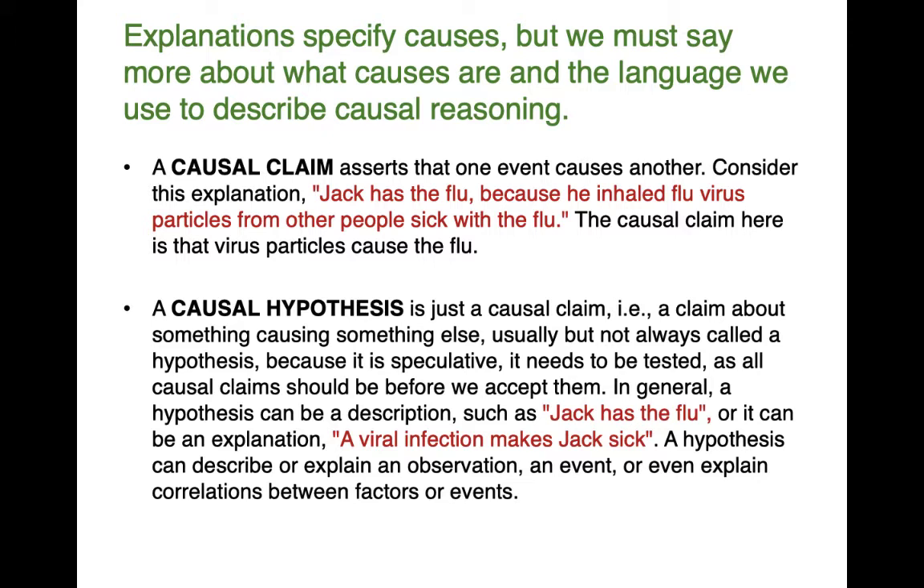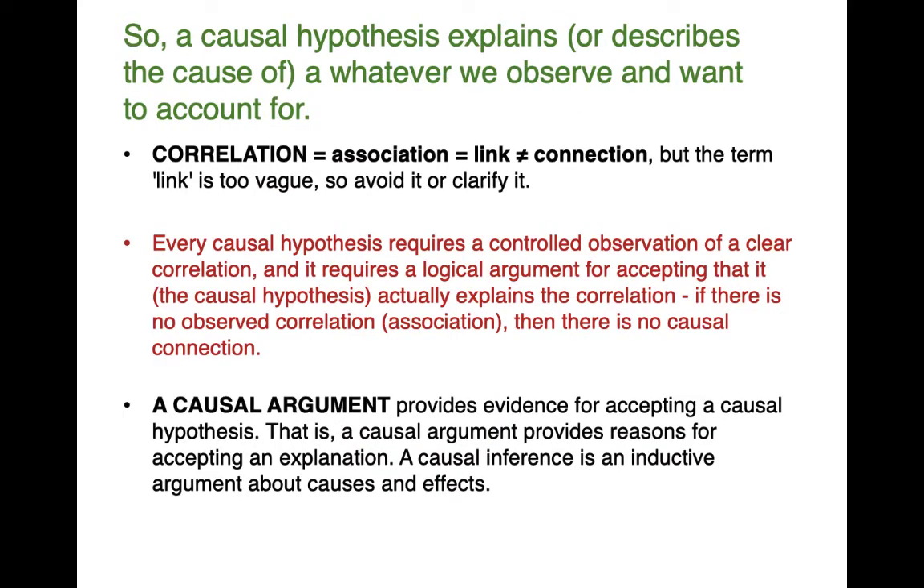A causal hypothesis is just a causal claim, that is a claim about something causing something else, usually but not always called a hypothesis because it is speculative. It needs to be tested, as all causal claims and any claims should be before we accept them. In general, a hypothesis can be a description such as Jack has the flu, or it can be an explanation. A viral infection makes Jack sick. A hypothesis can describe or explain an observation, an event, or even explain correlations between factors or events. In fact, we're going to say more about that. A causal hypothesis explains or describes the likely cause of whatever we observe and want to account for.